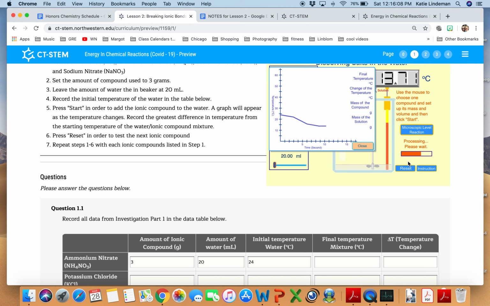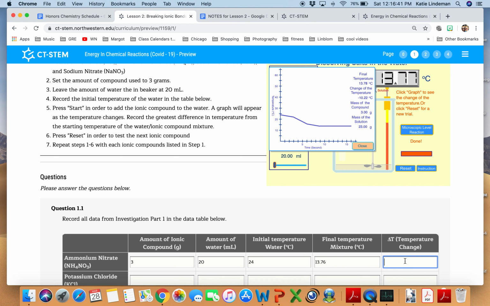And it's still processing. You'll notice that it's starting to get flat, and when it gets flat, you'll also see that it says done. Okay, so the final temperature keeps fluctuating between 13.76 and 13.80. So I'm going to put in the middle, 13.76.